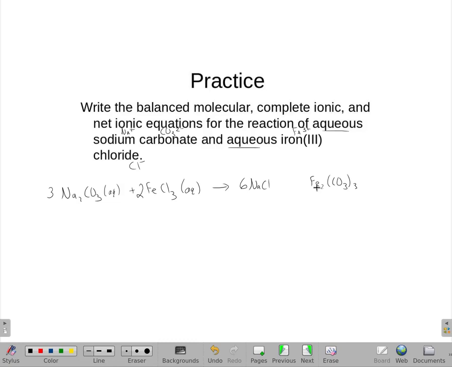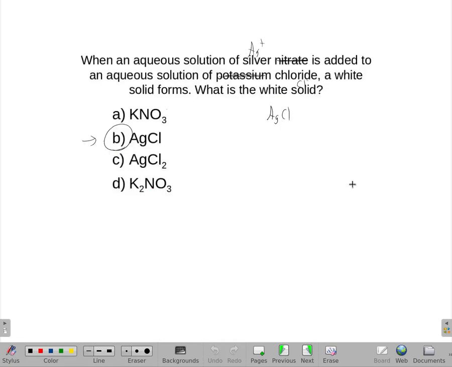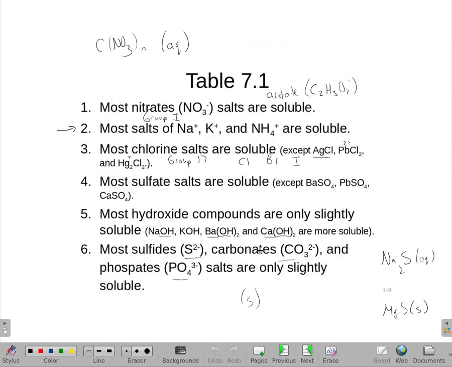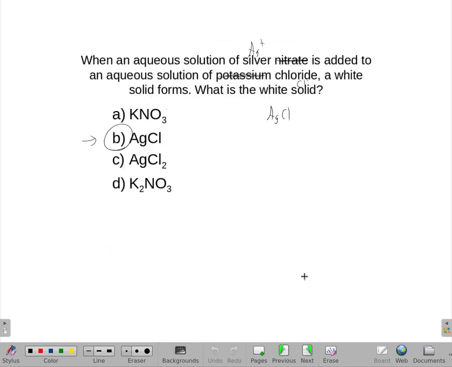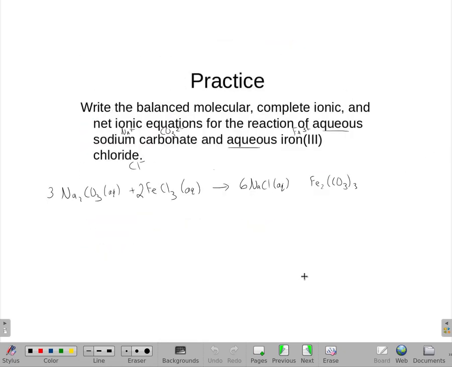And the final thing in this molecular equation, I need to decide if these are aqueous or soluble. Sodium chloride, because of that sodium, is aqueous, but carbonate was one we didn't talk about yet. So let's back up to our solubility rules. Most carbonates are slightly soluble. So that tells us that it's mostly going to be a solid unless it's with something like sodium or potassium. Solid. All right, that is our molecular equation.